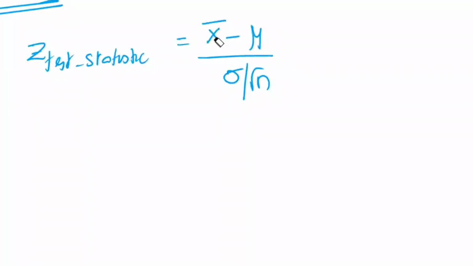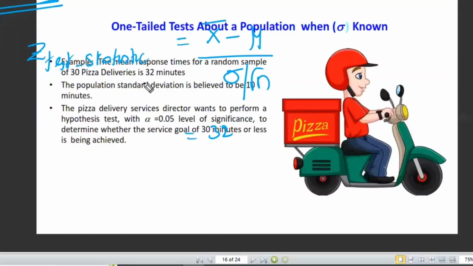The test statistic uses the sample mean. You have the sample data with you, so calculate the sample mean. What sample mean is given in the question? 32 minutes, the sample mean time. Minus mu. Mu is for the population, the null hypothesis you are testing, whether it is achieved in 30 minutes or not. So 30 is this one. Population standard deviation is 10, divided by square root of the total number of pizza deliveries, 30. And calculate the Z test statistic value.